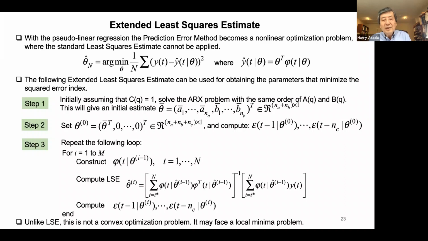You end up with the non-globally optimal value. But the choice of this epsilon is clever. And then the choice of this ARX solution to be used as the initial value is a very clever idea. And actually, this gives a pretty good result in most cases. If the systems are very strongly nonlinear, this may not be the case, but I know this extended least square estimate works pretty well in most cases.